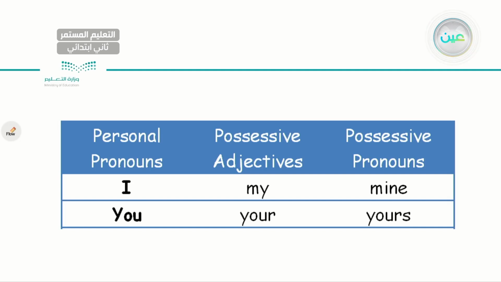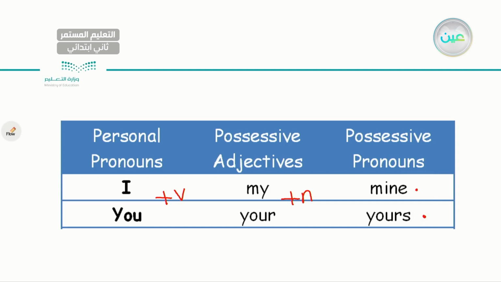I have I and you. Okay, so I use them with, or they are followed by a verb, right? Now, for the possessive adjectives, they are followed by a noun. My house, your car, okay? But for the possessive pronouns, they are followed by nothing. It is mine. It is yours, and so on.